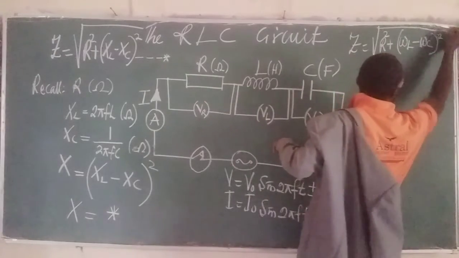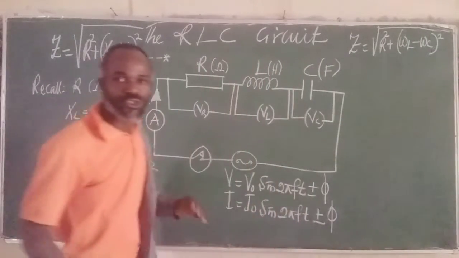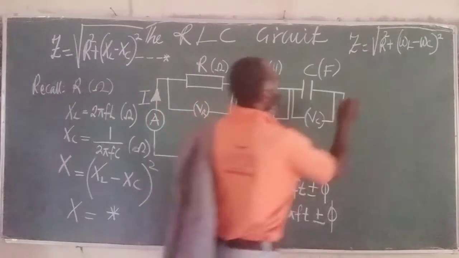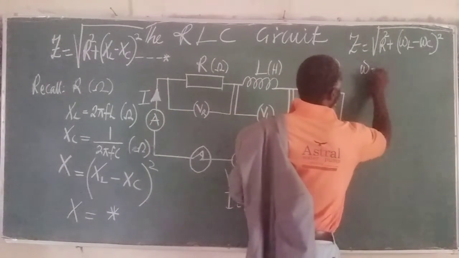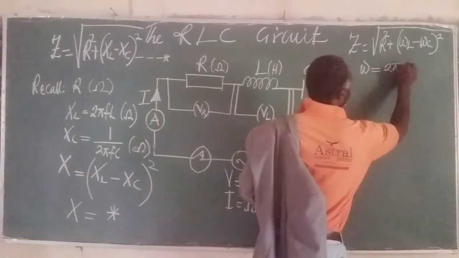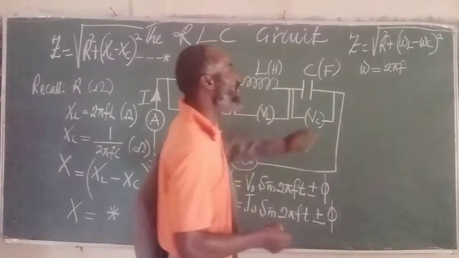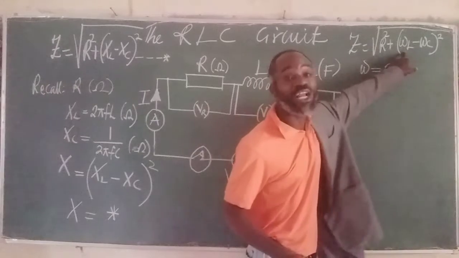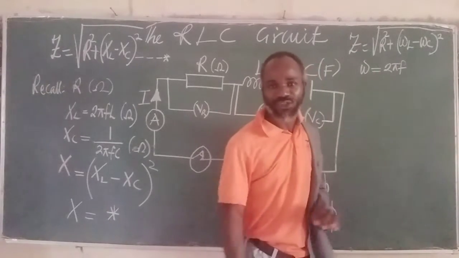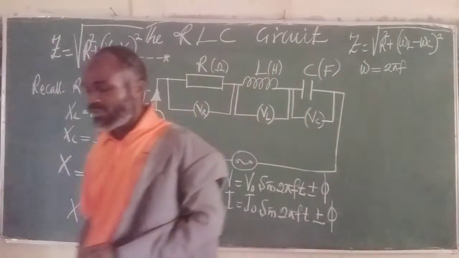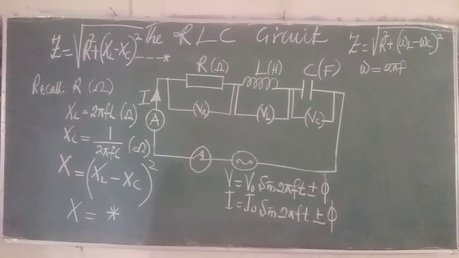We extend this. Of course, we should know that omega is given as 2 pi f, or 2 pi ft, so to say. But this time around, we are referring to a particular component, so there is no time attached to it. That is what it means.